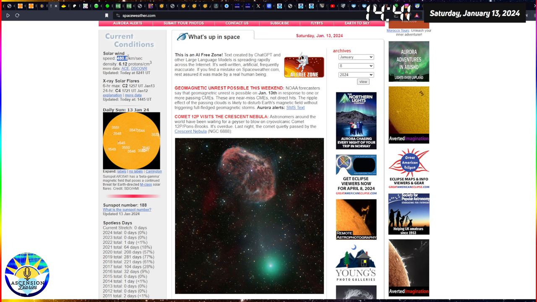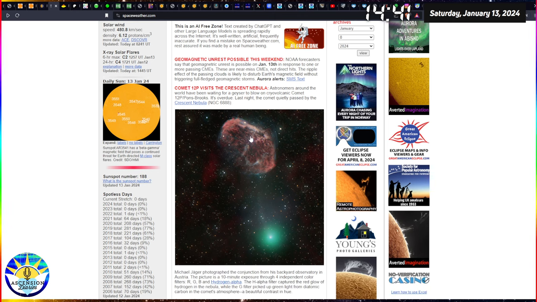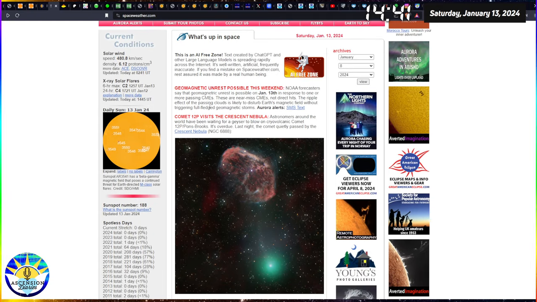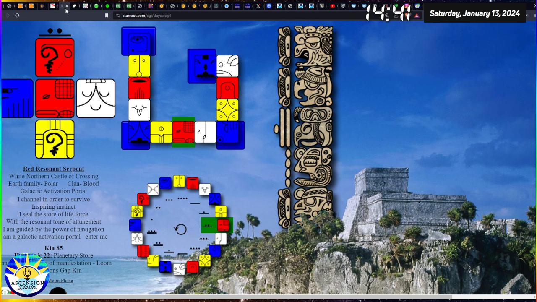So we have the solar wind speed going to 480.8. So this is 80.8 over average, which should be 400 kilometers per second. No big deal, but those little nudges do seem to still bother people and cause that soreness in the body. We are watching comet 12P visit the Crescent Nebula over here, just a little nod to our nearby comets and nearby nebulas as well, energetically. There is some geomagnetic unrest possible this coming weekend. Right now, it seems like it's okay.